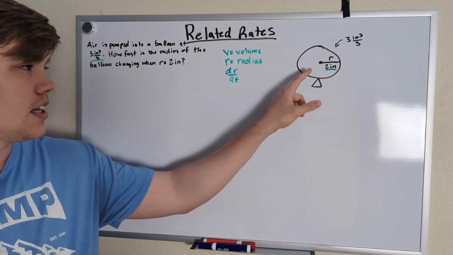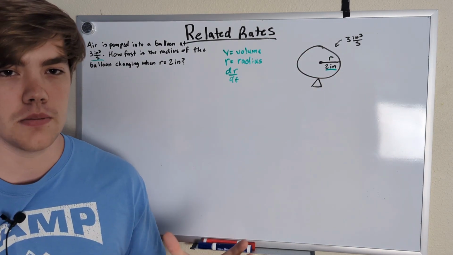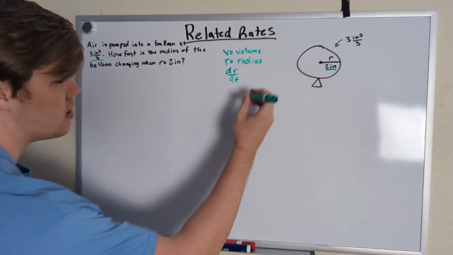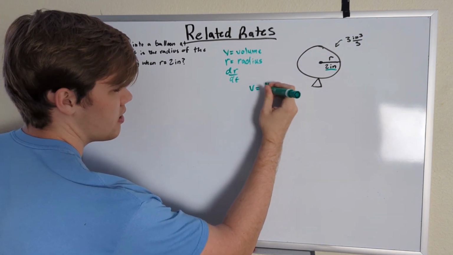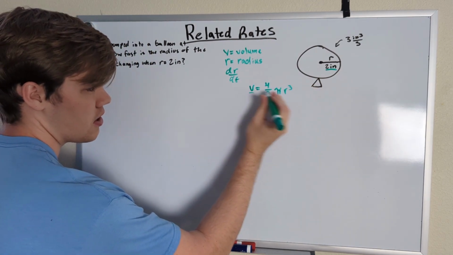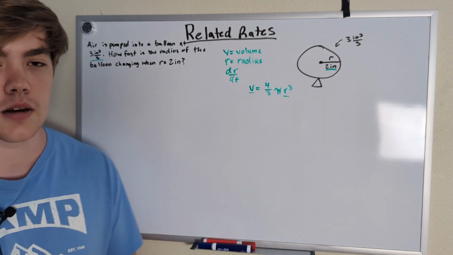So let's see if we can find a relationship between the radius and the volume of the balloon. Well, let's assume that this balloon is a sphere, and the volume of a sphere is equal to 4/3 times pi times the radius cubed. Hey, would you look at that? We have a bit of a relationship going here. Let's run with that.